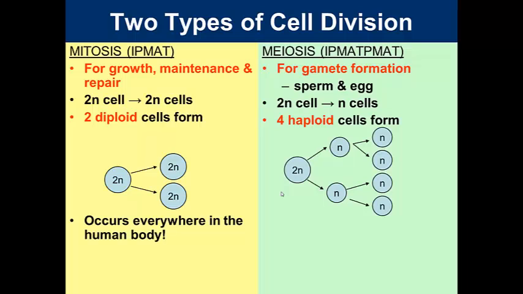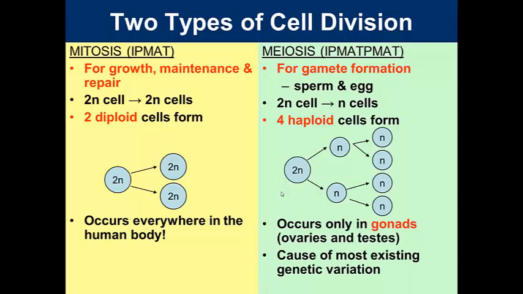Mitosis occurs everywhere in the body, whereas meiosis only occurs in gonads, so the ovaries and testes of individuals. Meiosis is the main cause of existing genetic variation in animal and plant populations.